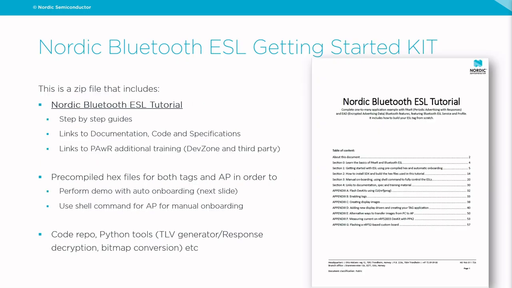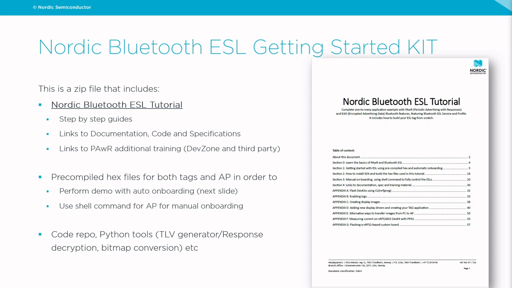Indeed, we have created a Nordic Bluetooth ESL Getting Started Kit. The idea is to have one place where to get started with this technology. This includes a Nordic Bluetooth ESL tutorial, which includes a step-by-step guide to get started, to learn the basics, and to do a simple demo without writing any code. We'll see this demo in just a few seconds. In section 4 of the tutorial, there are a lot of links to documentation, code specification, links to additional PAwR trainings by Nordic or by third parties. Plus, there are links to how-to guides to help you design your product from scratch, both for hardware and software, and go into production. The code is provided within the kit.